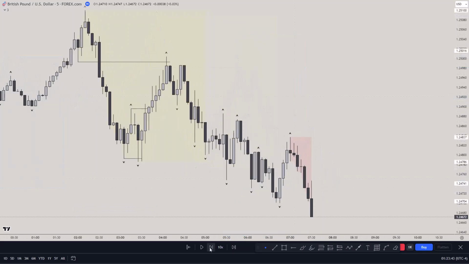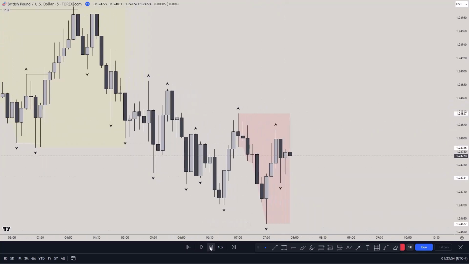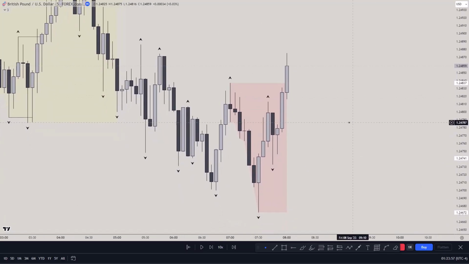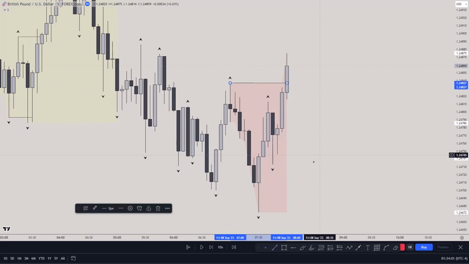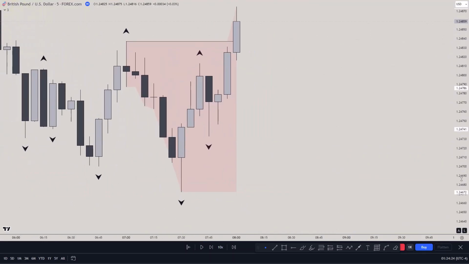So we are in the New York session right here, and we can see that there is a potential breaker block here. We have the sweep, and this is the high right here, the extreme high. So if price actually closed above, okay, now price is closing above right here. So this is closing above now. So let's take a look at this now.